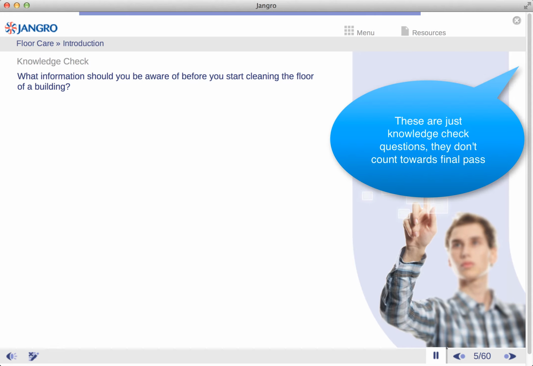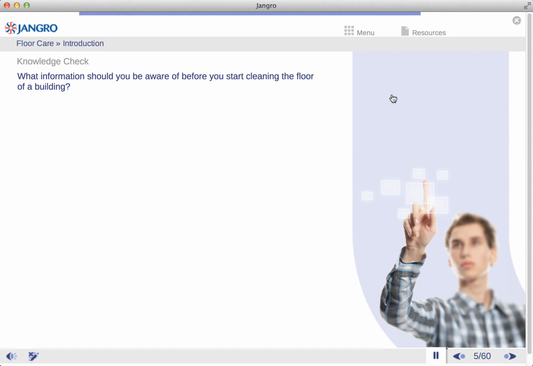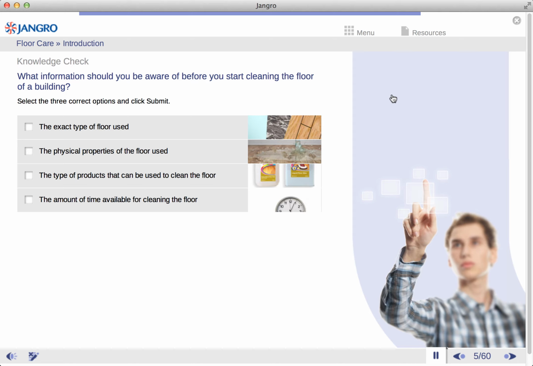What information should you be aware of before you start cleaning the floor of a building? Select the three correct options and click Submit.